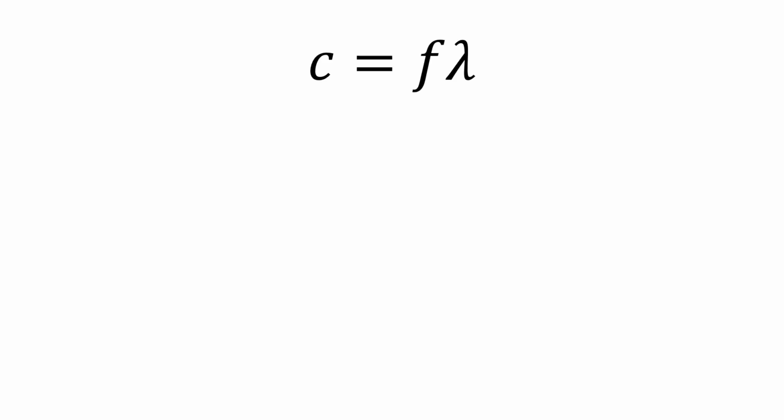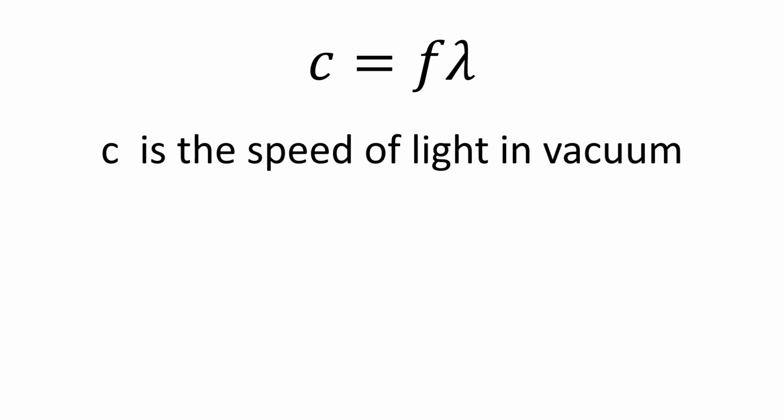This is the equation we're going to be using, and in this equation c happens to be the speed of light in vacuum, and it's a constant. The f and that weird symbol there, which is the Greek letter lambda, are the frequency and wavelength of the light, and the frequency times the wavelength will always equal that constant. The constant happens to be, in scientific notation, 3.00 times 10 to the 8th meters per second.